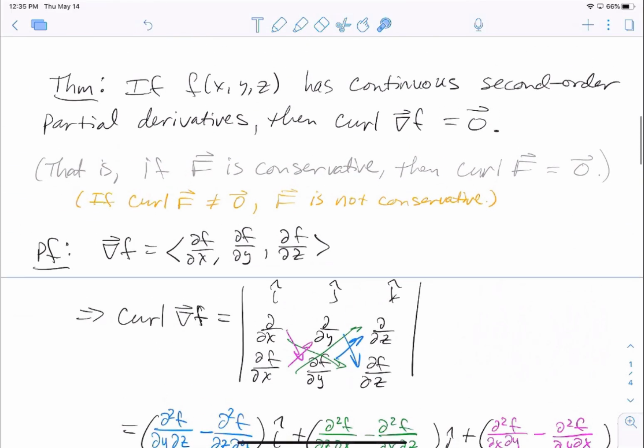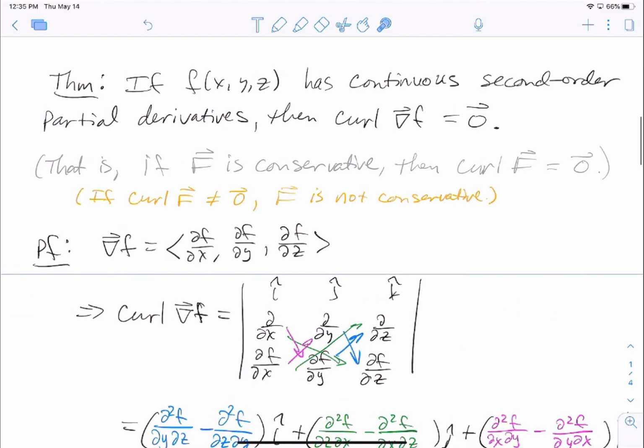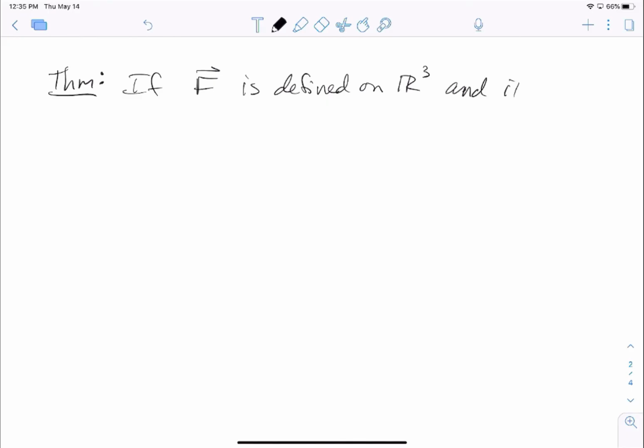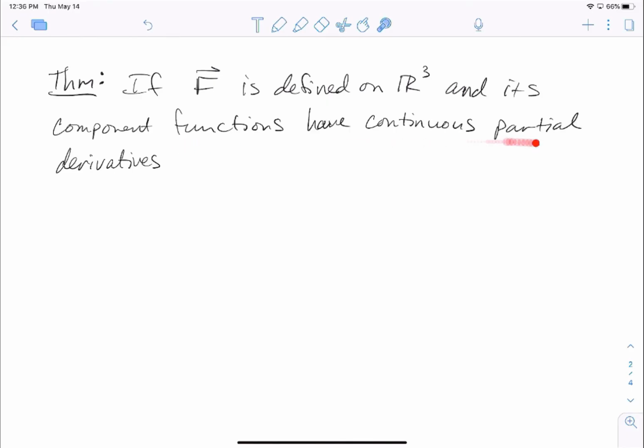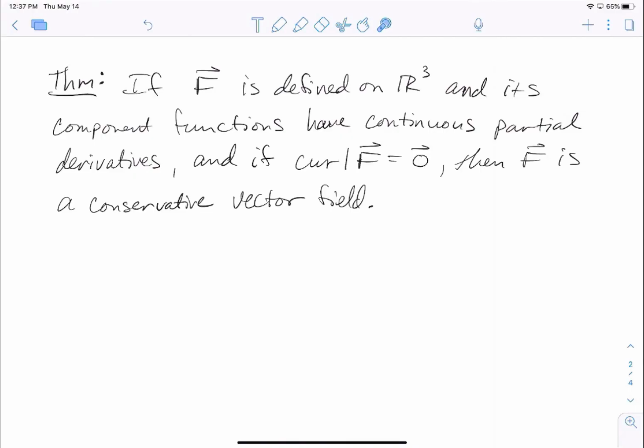As I said, this statement was an if-then statement, and the converse is not necessarily true. However, in certain situations it is. So we can say that if F is a vector field on all of R3, and its components are functions that have continuous partial derivatives, and if the curl of F is the zero vector, then F is a conservative vector field. The reason this isn't a strict if and only if is that here F has to be defined on all of R3.